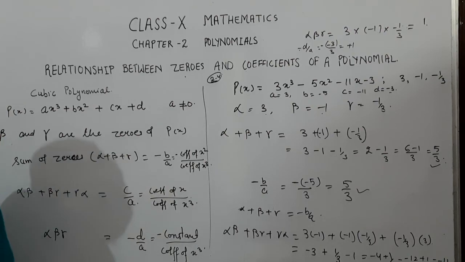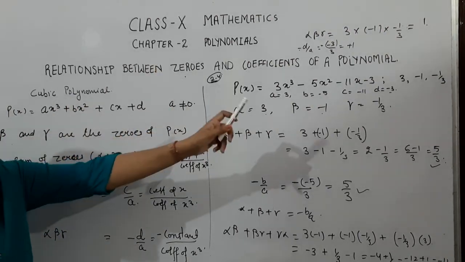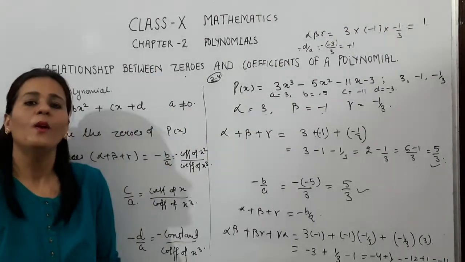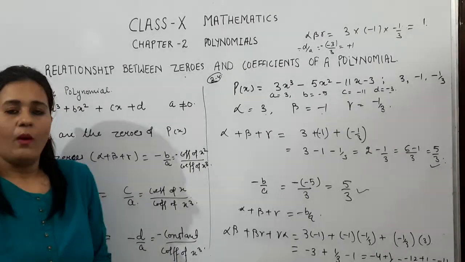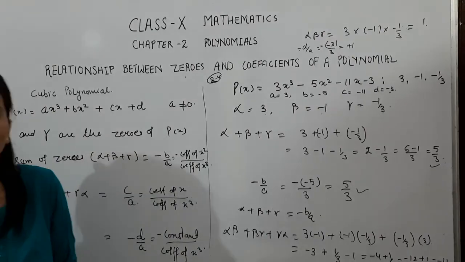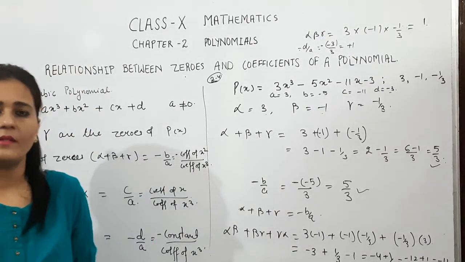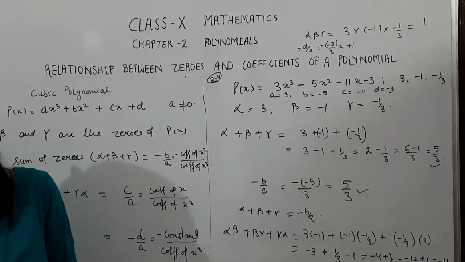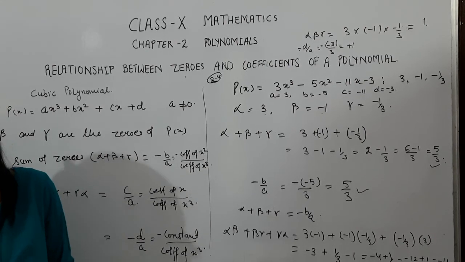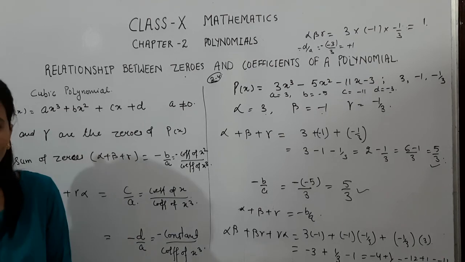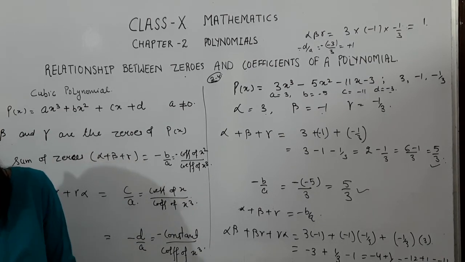So this is all about the relationship between the coefficients and the zeros of the polynomial. Hope you understand this. Try to do all the questions of exercise 2.2, starting with the examples. Question number 2 we will do tomorrow. One topic we have completed, so do try it yourself. All the very best.